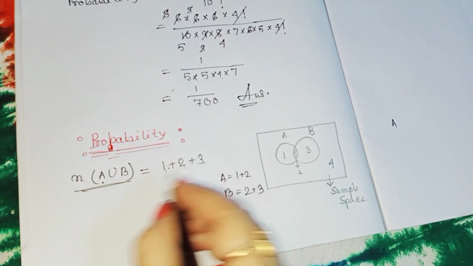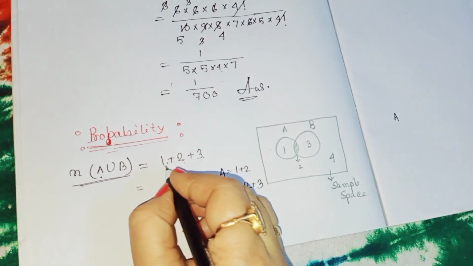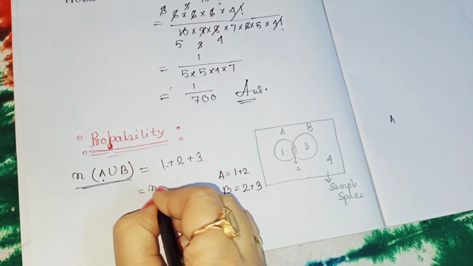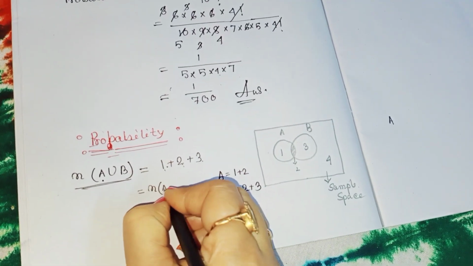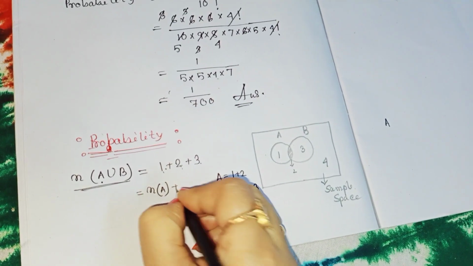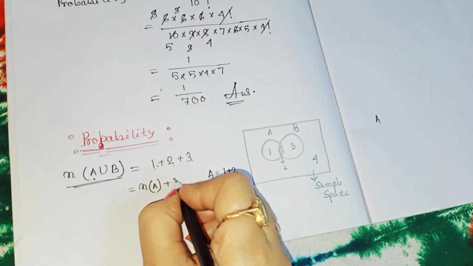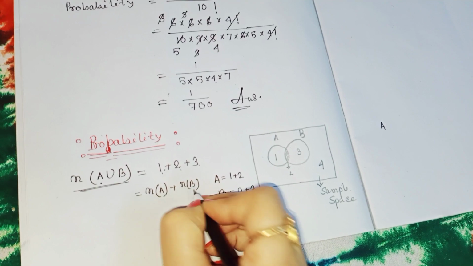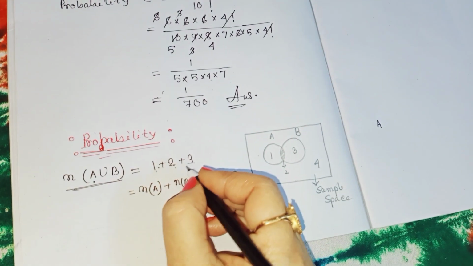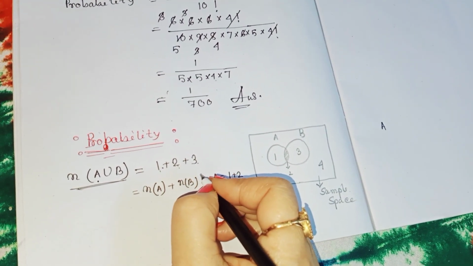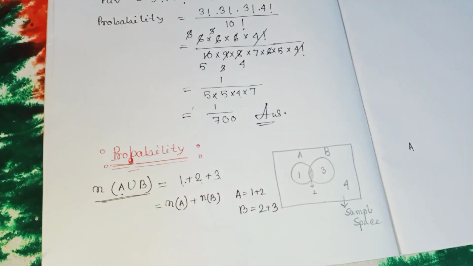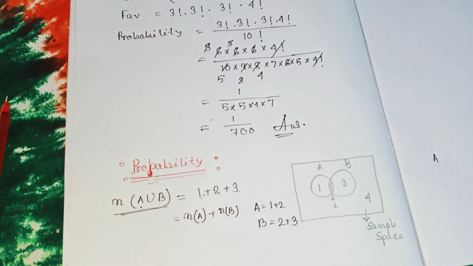Now 1, 2 and 3. So just write down. 1 is what? 1 is n of A, plus 2 is what? n of B, and 3 is what? So it is A union B.